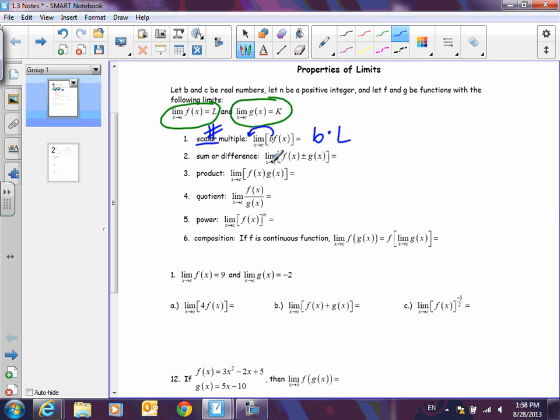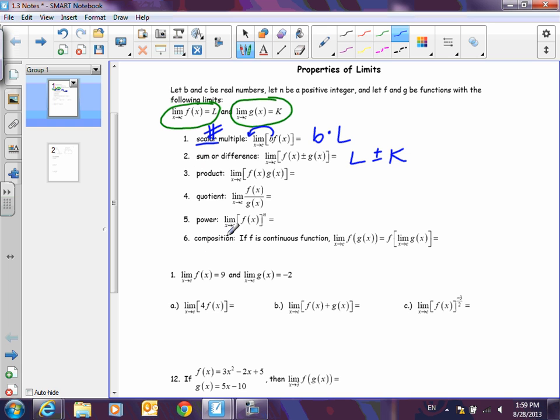All right, on the second one, sum or difference, it's saying if we needed to add 2 functions and then take their limit, that would be the same as if I knew the 2 limits, we would just add or subtract them. It's exactly what you'd think it would be, in other words. There's no extra work, there's no trickiness to any of this.